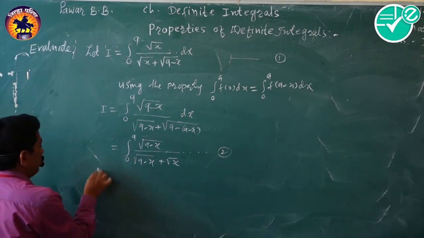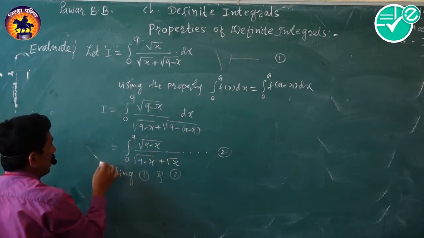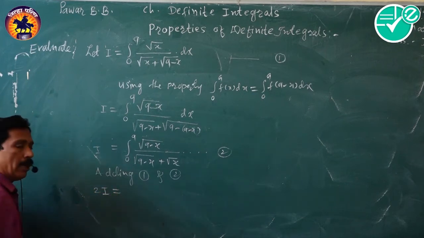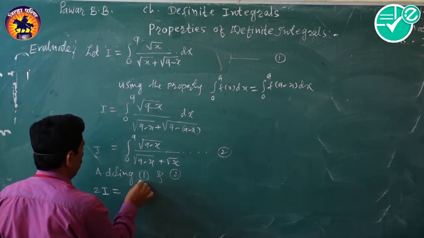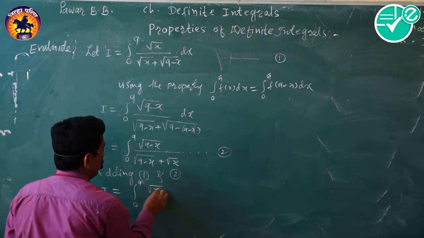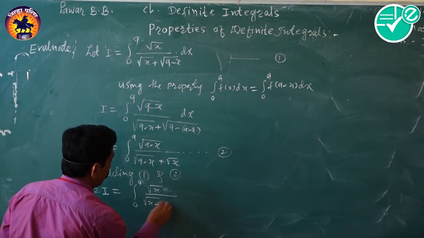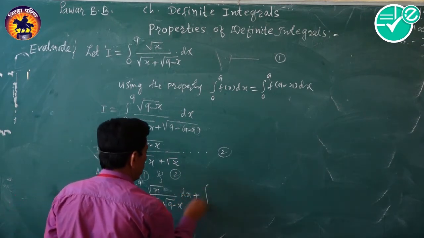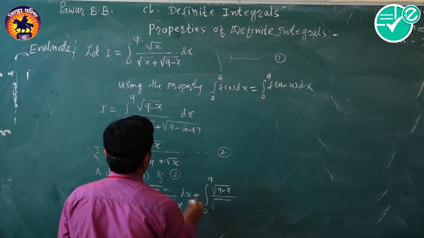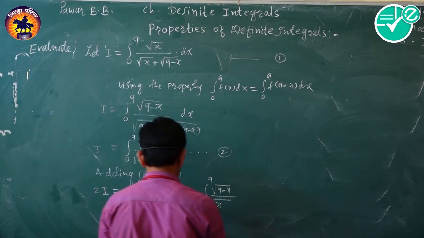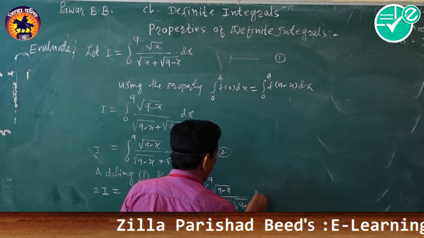Now adding 1 and 2, this will give us I plus I, that is 2I equal to integration from 0 to 9 of root x divided by under root x plus under root 9 minus x dx plus integration from 0 to 9 of under root 9 minus x upon under root x, or we can write this plus under root 9 minus x into dx.